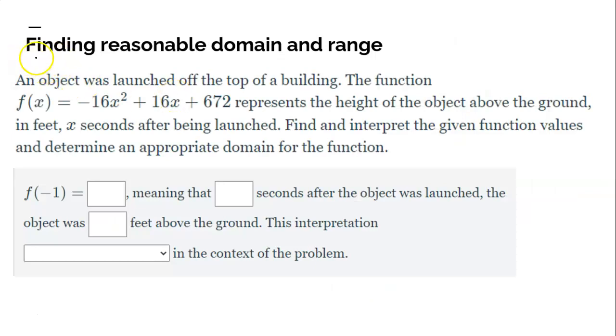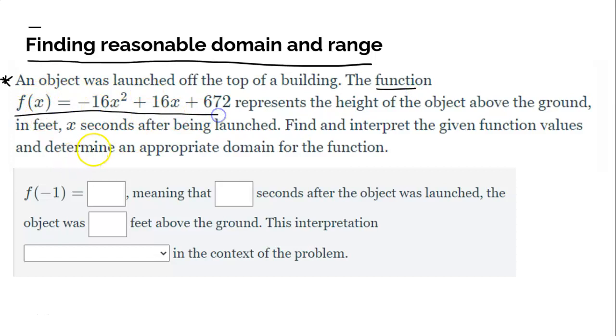One of the things that we're going to be talking about is finding reasonable domain and range. So let's start a new topic, underline it, and it's called finding reasonable domain and range. It's always a good idea to write at least part of the word problem down in your notes so that you have something to refer to. So I would make sure that we write the function. So that's our equation we're going to be using. They're telling us it's a function. It represents the height of the object above the ground. So I would write that down. The function represents the height of the object above the ground. And I would definitely write down that x stands for seconds after being launched.